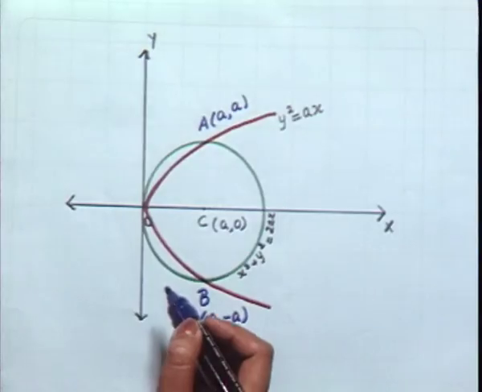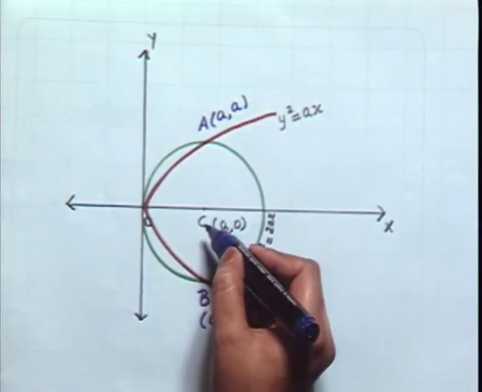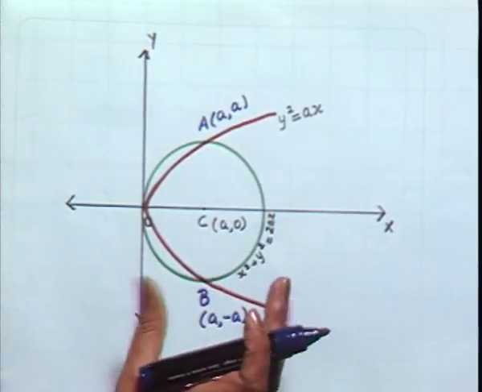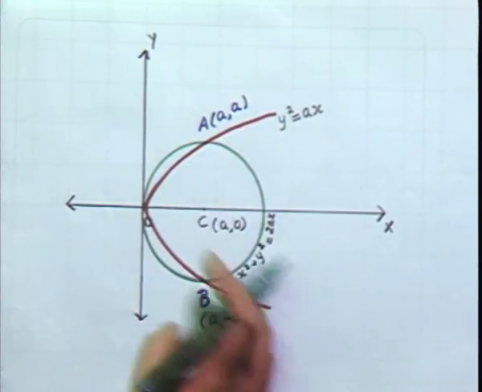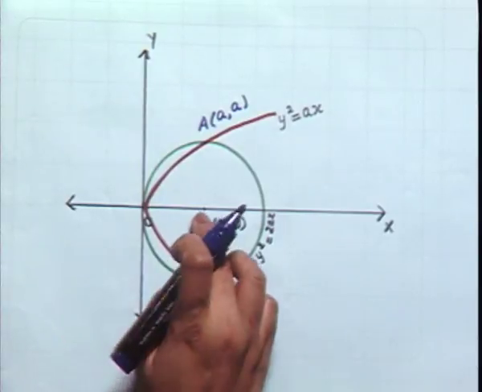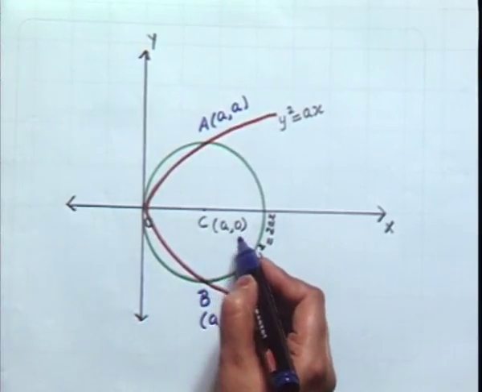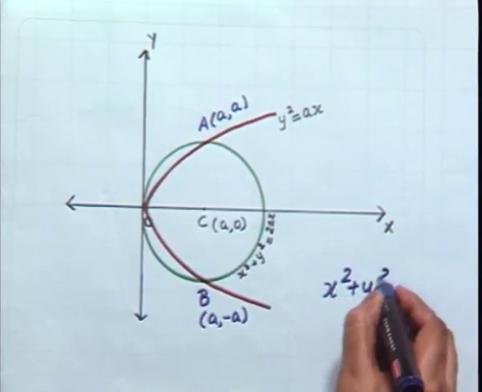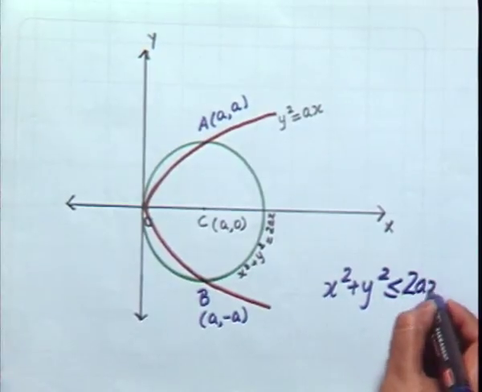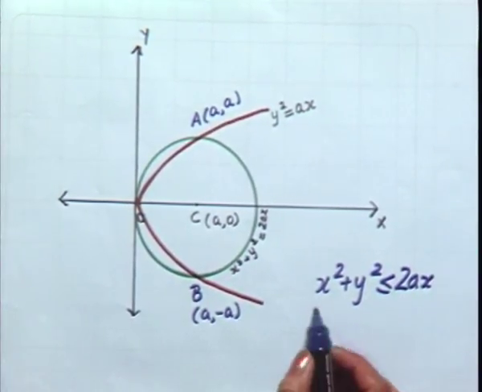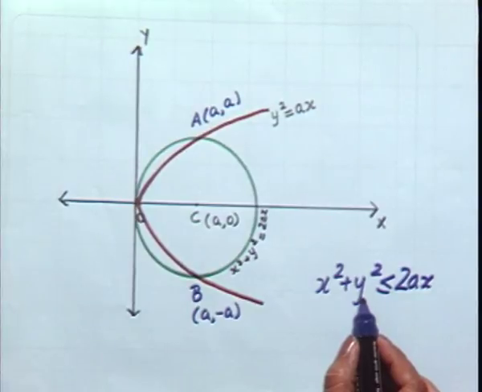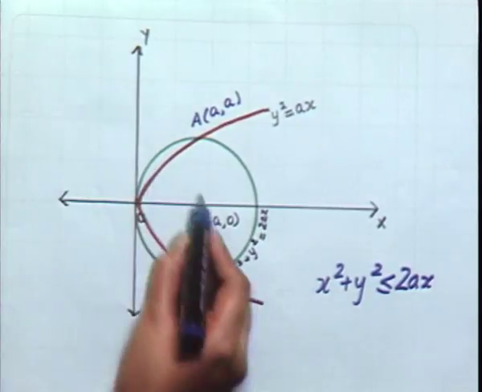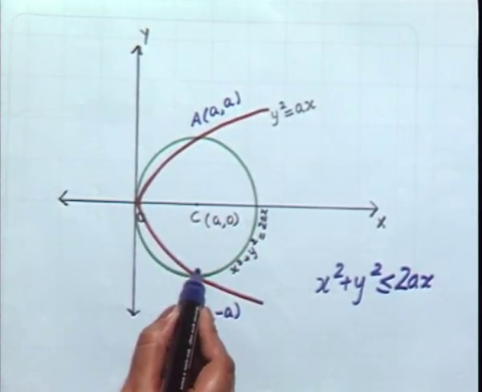We have x square plus y square is less than or equal to 2ax. Now, the circle has two regions in this particular plane, one inside the circle, the other outside. Take the point (a, 0). Check, does it satisfy the inequation x square plus y square is less than or equal to 2ax. Put x is equal to a, y is equal to 0, and if it satisfies, which it does, the area will be inside the circle.